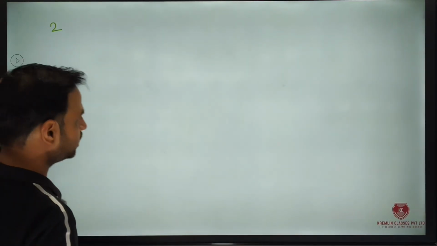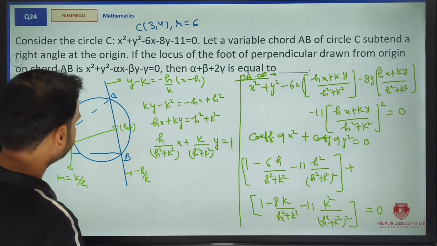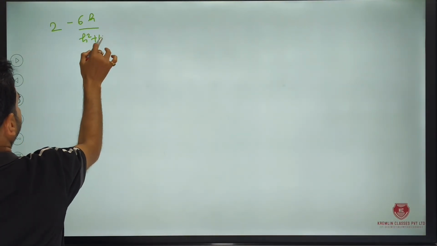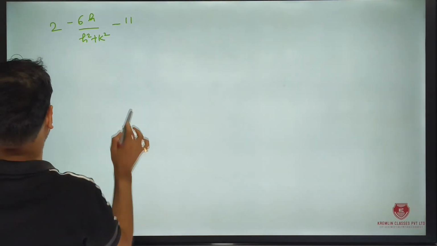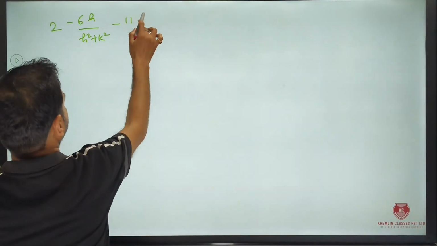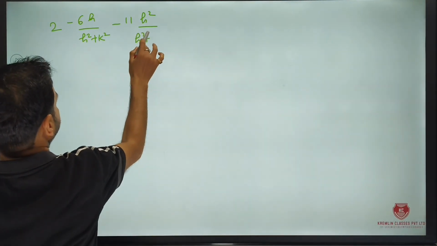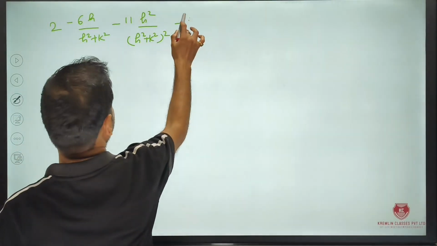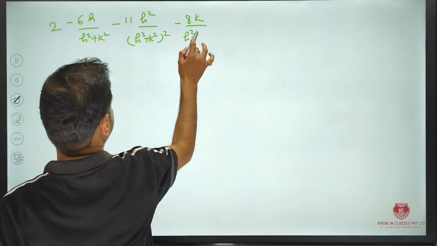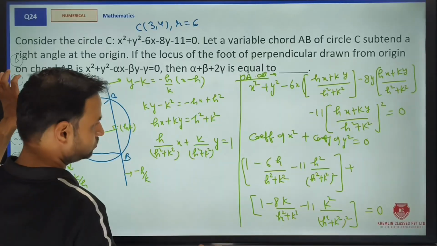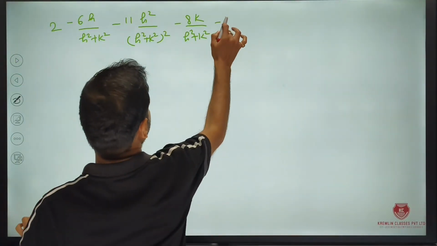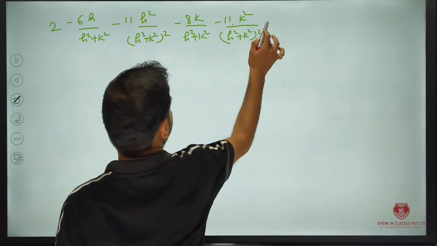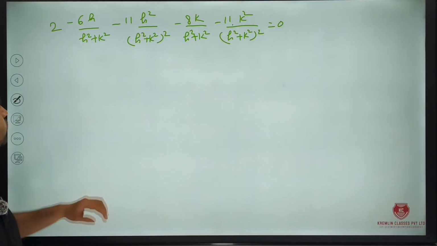We have to write it very carefully. 2 minus 6h upon h square plus k square, minus 11 h square upon h square plus k square whole square, minus 8k upon h square plus k square, minus 11 k square upon h square plus k square whole square equals 0. Okay, we have written it with very care.